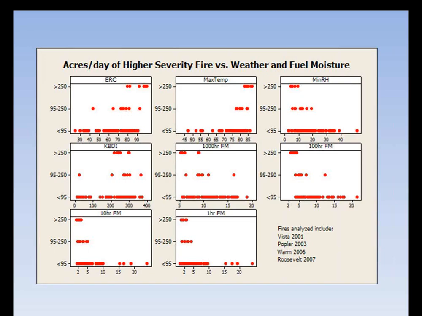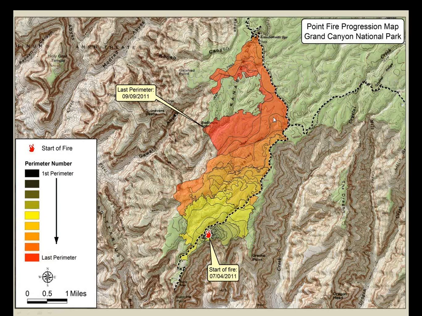We have a road right here. So we went ahead and let this fire burn its course for a number of days, and then when it got close to the road, we decided to start firing off the road so we could hold it at that road. So you can see this fire burned from 4th of July all the way to September 9th, and it was a long, protracted event.